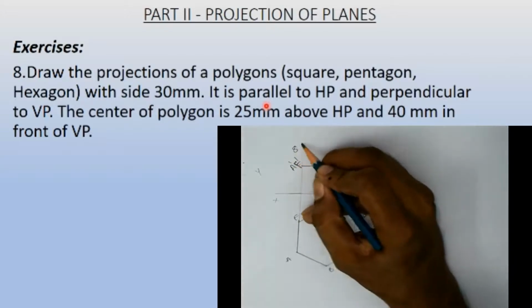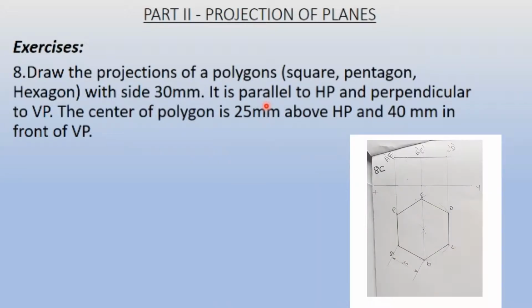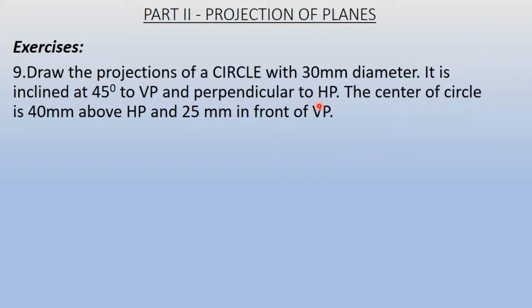So this is exercise 8C. So this is question number 9. Draw the projections of a circle with 30 mm diameter. It is inclined at 45 degree to VP and perpendicular to HP. The center of the circle is 40 mm above HP and 25 mm in front of VP.